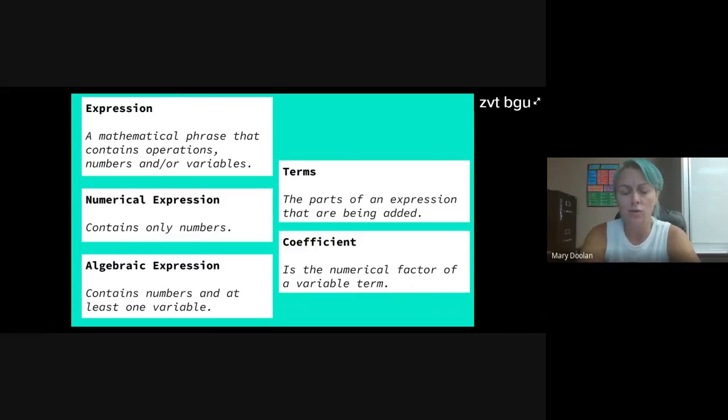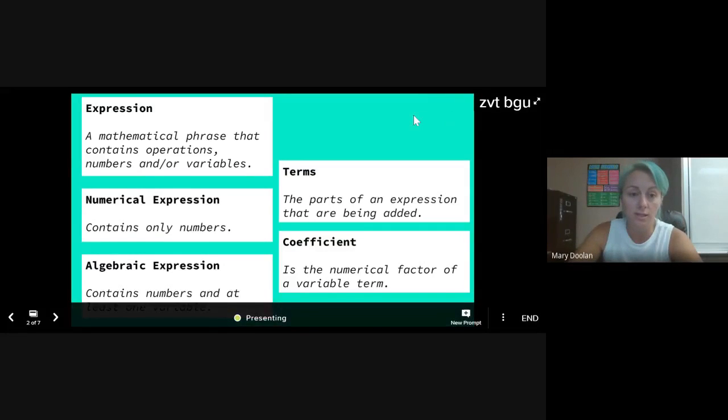And in our last notes, we were talking about equations. An equation is a mathematical sentence where you have two expressions that are set equal to each other. You have the left-hand side and the right-hand side. So those are both expressions. And today we're just looking at the expressions, not necessarily an equation right here.